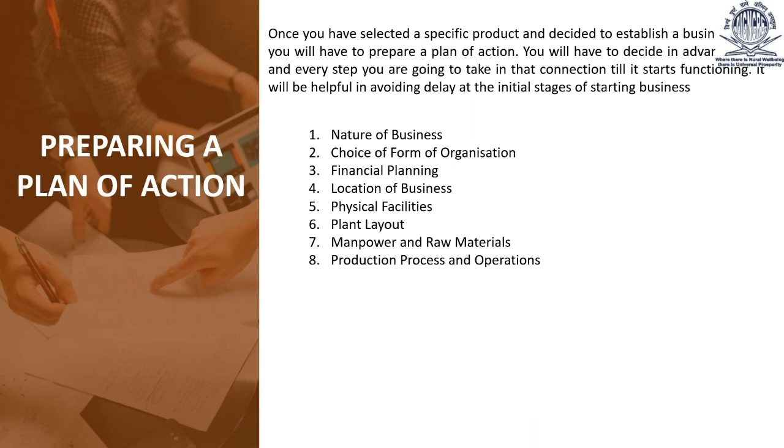Next point is manpower and raw material. The number and type of employees to be appointed have to be estimated and decided in advance, and the process of recruitment, selection and training duly planned. Last point is production process and operation. The whole production process is visualized and the various activities involved in its operation are to be planned well in advance.